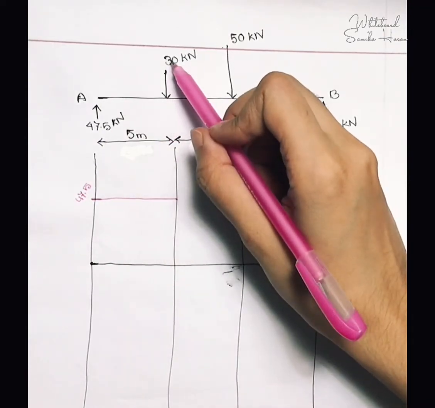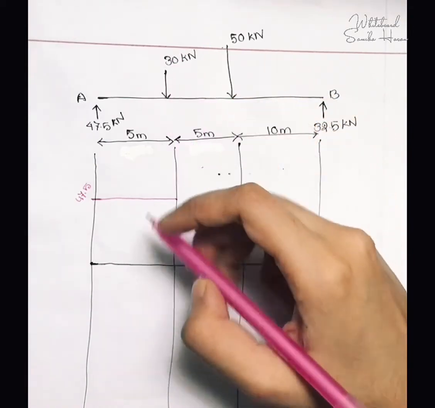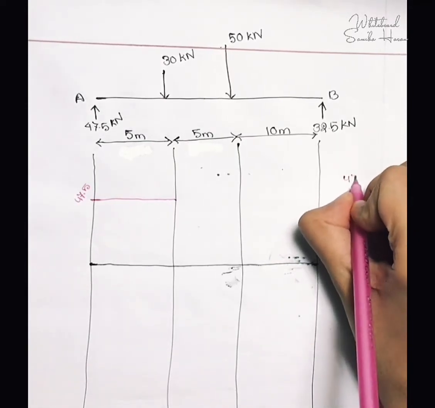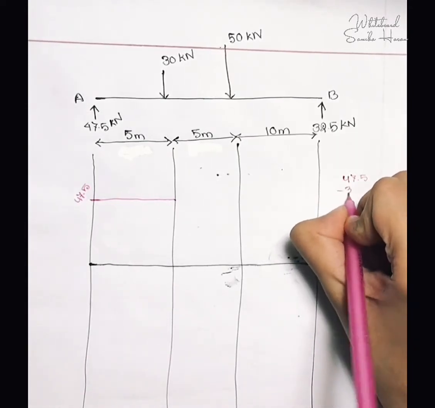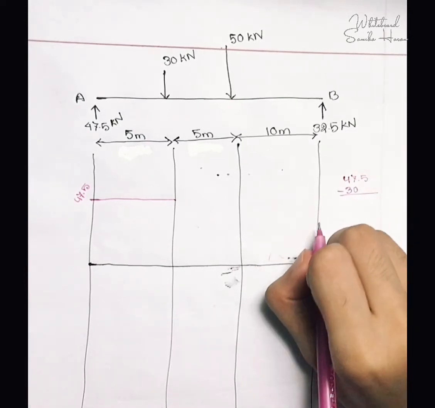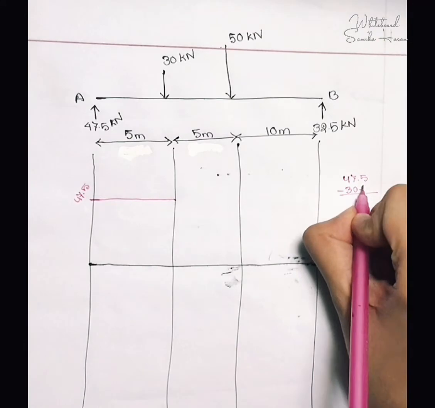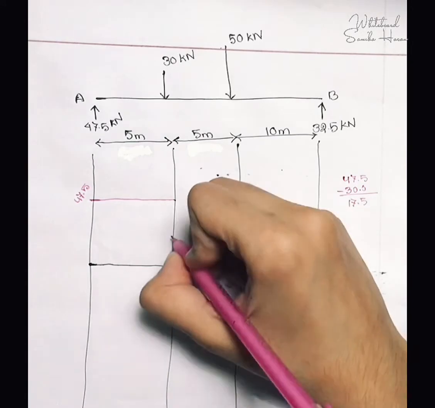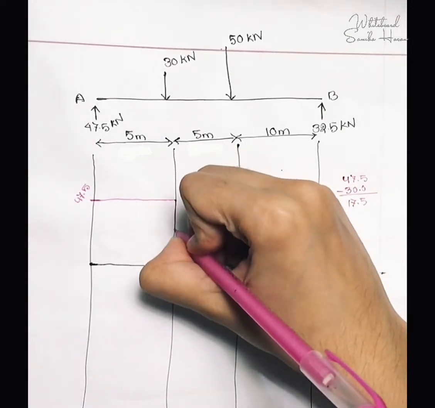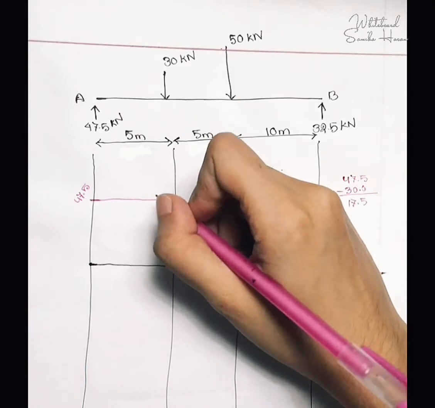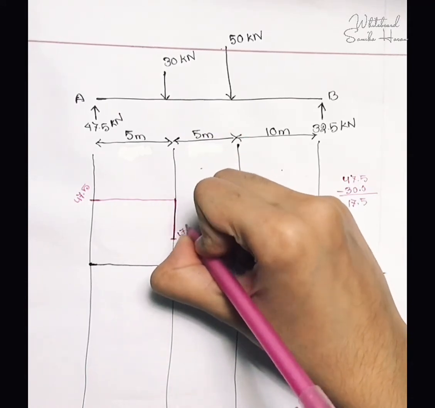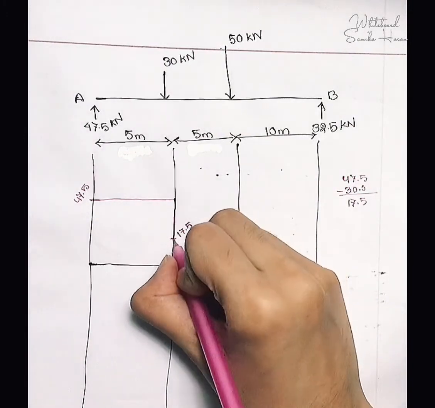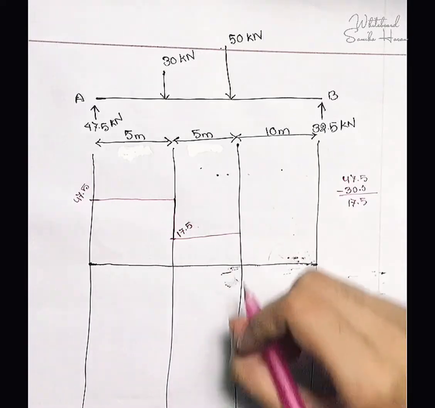And then I have a 30 kilonewton force going downwards. So I will have to deduct 47.5 minus 30, and I am left with 17.5. Okay, so I will be over here. So suppose this is 17.5. Okay, and there are no other forces, so it will be again a straight line.